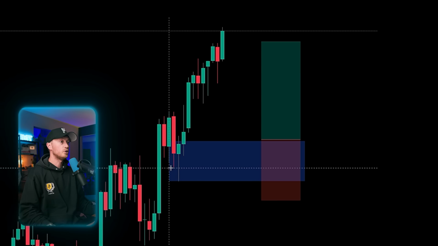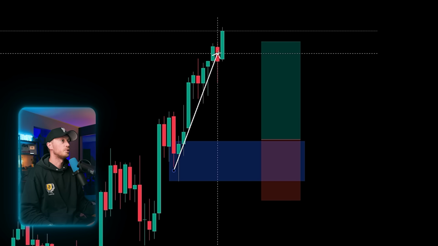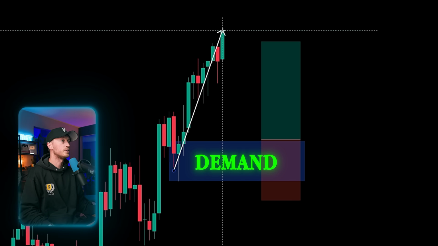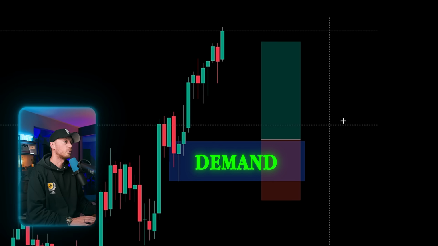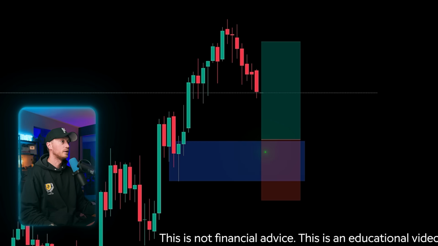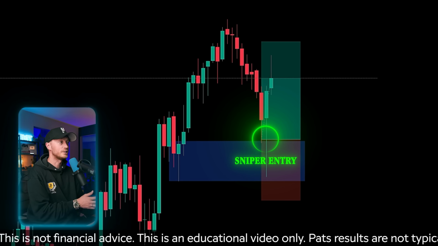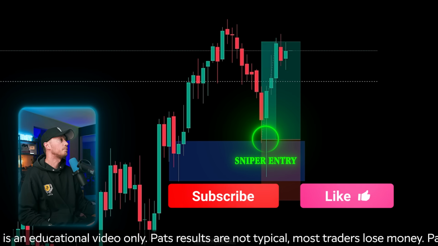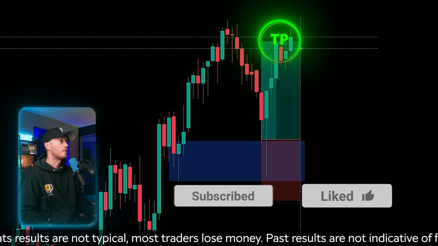Now you're starting to see, look, we've got a level of demand here. Price pushed up aggressively. We don't want to trade there. We want to wait for the pullback. We want to get a good price. So what do we do? We wait for that pullback. Price taps into our level. Look, a sniper entry again, and we go up and smash the take profit perfectly.